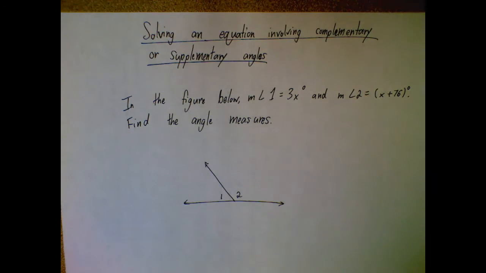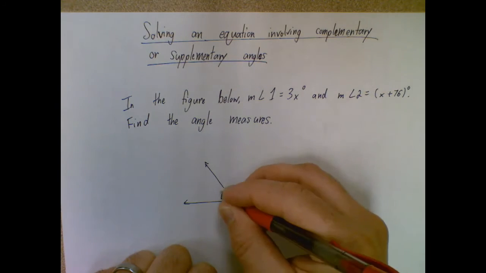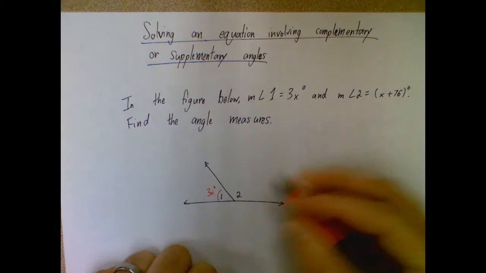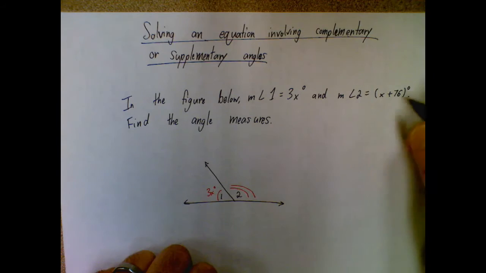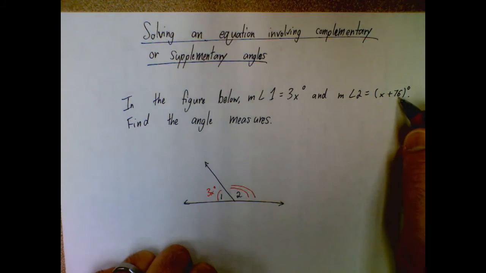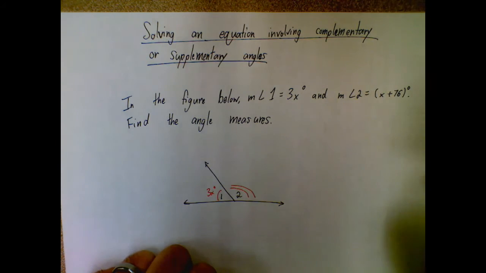Alright, so let's look at what I got. In the figure below, the measure of angle 1 over here is 3x degrees. The measure of angle 2 is (x + 76) degrees. Notice those are in parentheses. That just lets us know that the degrees apply to the sum there, as opposed to some angle plus 76 degrees, which is subtle but important.